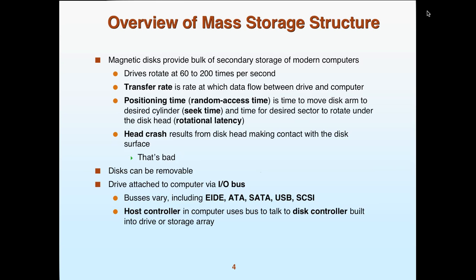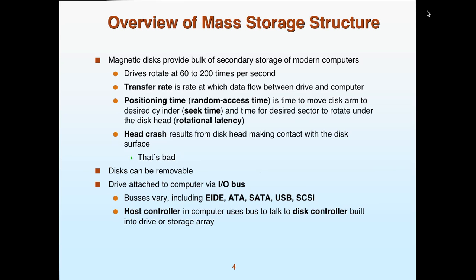So in terms of magnetic disks, drives that rotate at 60 to 200 times per second. Some disks, in fact, you see this if you ever pop open the lid on your computer and take a look at the outside of your hard drive, it'll say what speed it has, access speed, rotation speed. And you'll see some specs on there. The faster the drive, the faster it is to use on the computer.